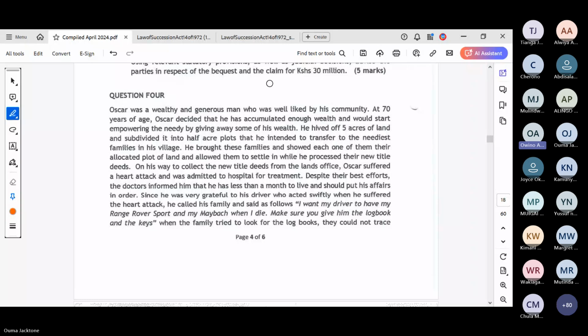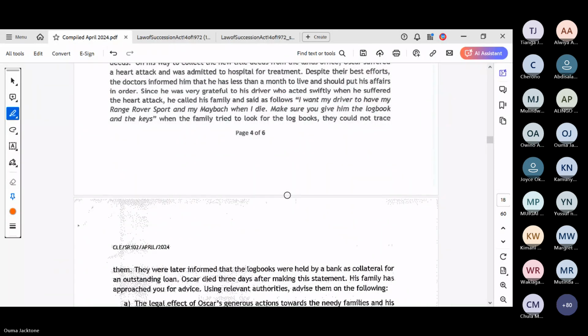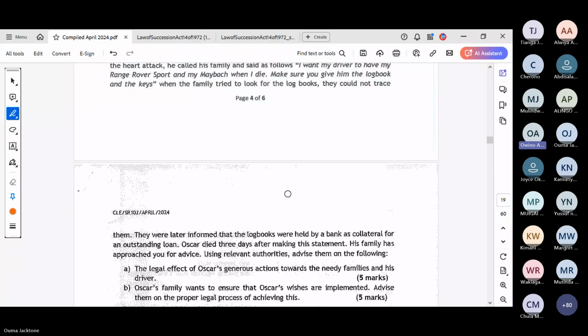When the family tried to look for the logbooks, they could not trace them. They were later informed that the logbooks were held by a bank as collateral for an outstanding loan. Oscar died 3 days after making this statement. His family has approached you for advice. Using relevant authorities, advise them on the following. The first one, the legal effect of Oscar's generous actions towards the needy families and his driver.